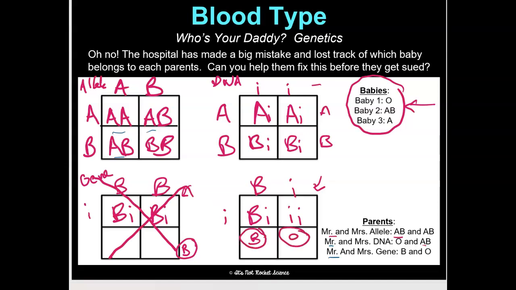So let's go through and see. They are the only people who can have a baby with type O, so they must have baby 1, right? So that takes out baby 1. Then our next two choices are type AB for baby 2 or type A for baby 3. Well, Mr. and Mrs. DNA can't have an AB baby, so this one has to be baby 2, and this one has to be baby 3.